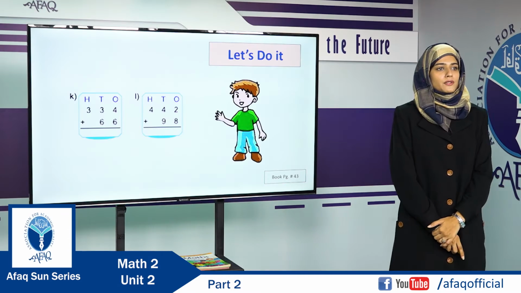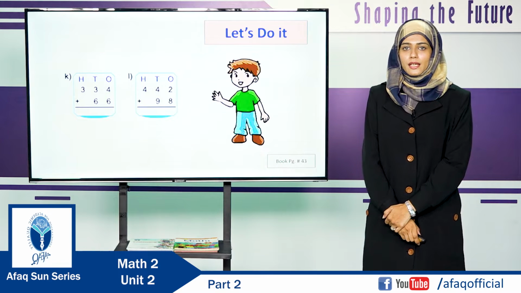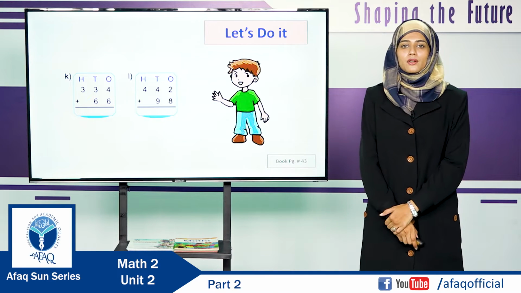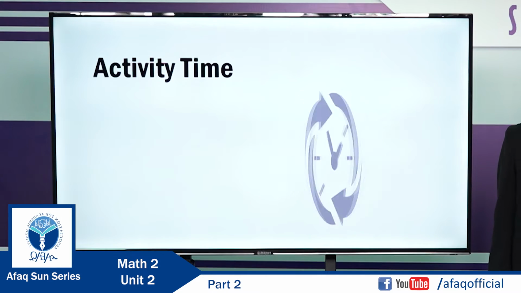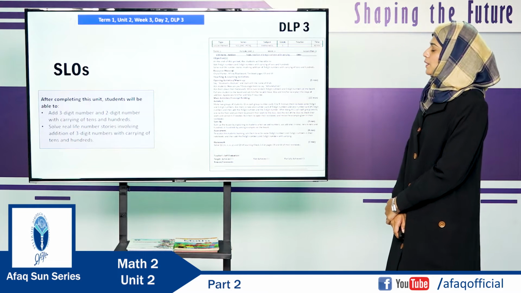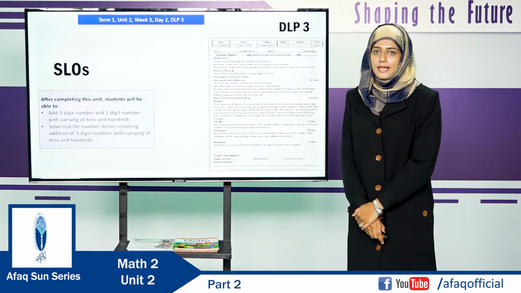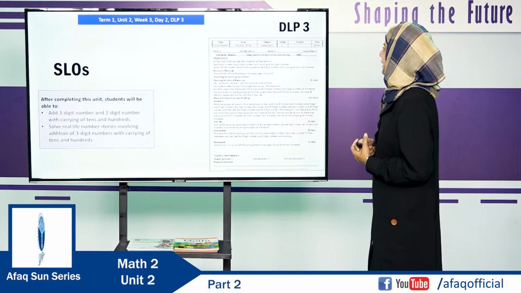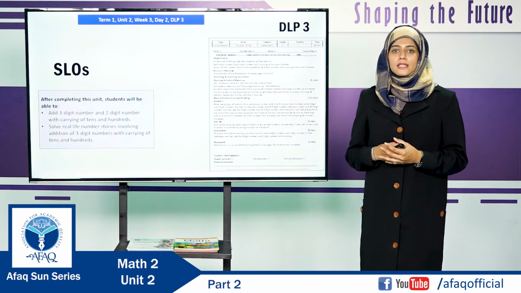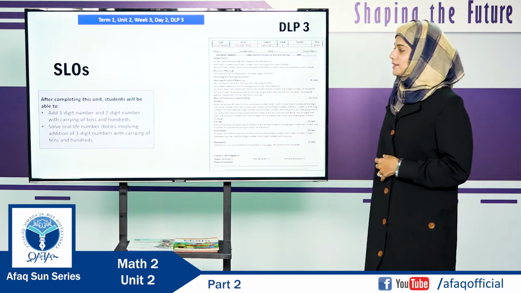On page number 43, here are some questions given for you. So practice and solve these questions and have them checked by your teachers or parents. This is an activity time. Let's see the other concept. In this SLO, we are going to add a 3-digit number and a 2-digit number with carrying of tens and thousands. To cover this, the methodology has been provided in DLP3, which falls in Term 1 Unit 2 Week 3 of Day 2. Let's see the exercise.